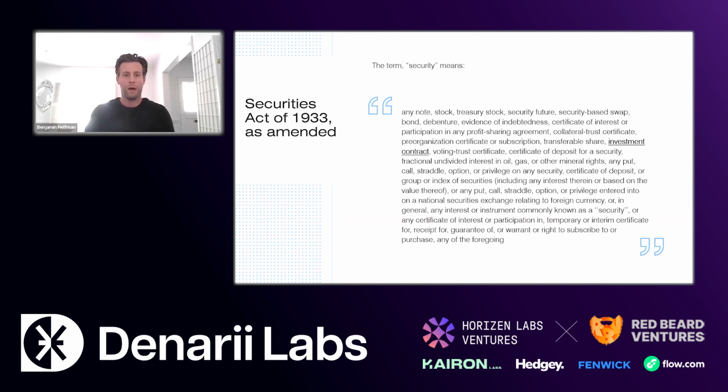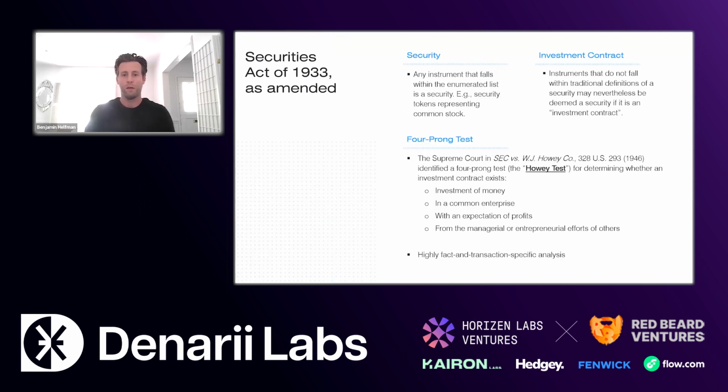Here, what we have excerpted is the definition of security under the 1933 Act. You'll see that we have underlined investment contract. That is the hook that the SEC has used to date for applying securities laws to Web3 and token offerings. As I mentioned, anything in that list is a security. The hook has been investment contract. So what is an investment contract? Under the Howey test, it has been interpreted by the Supreme Court to be an investment of money in a common enterprise with an expectation of profits solely from the managerial or entrepreneurial efforts of others. Subsequent court decisions have read out that "solely from," and it's really primarily from the efforts of third parties.